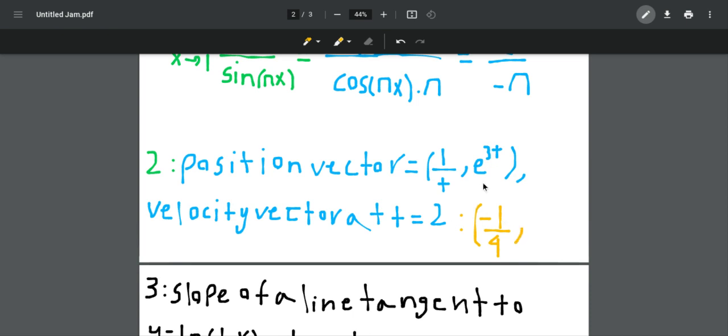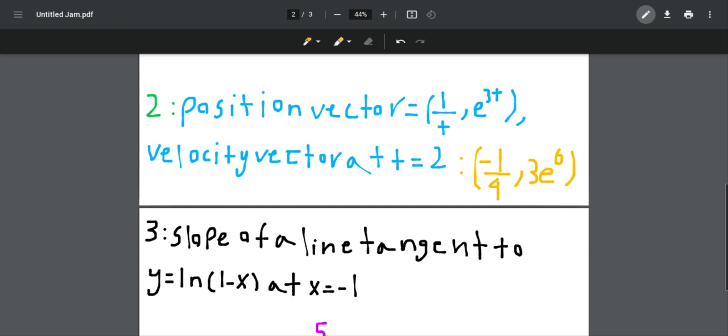For finding the y component, we should differentiate e to the power of 3t. Differentiating it, we get e to the power of 3t, but don't forget the chain rule. Multiply by the derivative of 3t, we get 3 times e to the power of 3t. So we get 3 times e to the power of 2 times 3, which is 6. So this is the velocity vector, and we're done with the second question. So we move on to the third question.